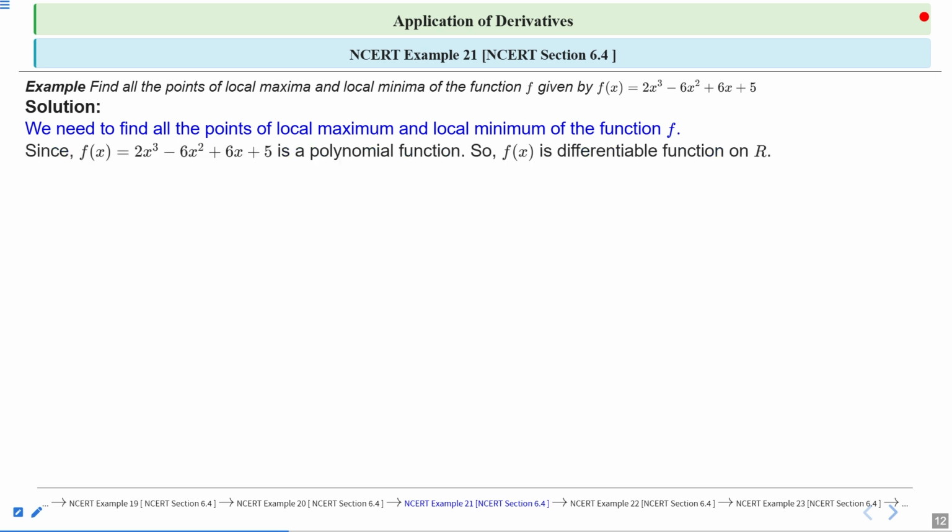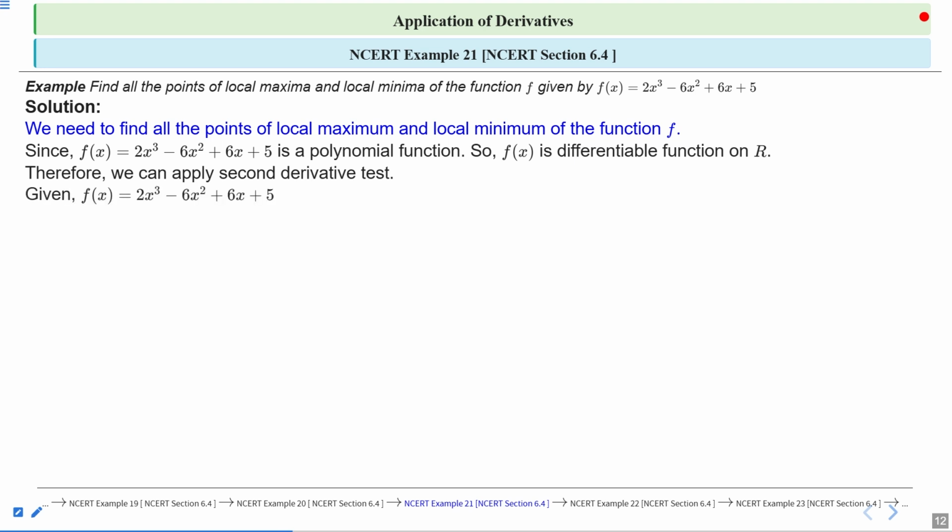Since f(x) = 2x cube minus 6x square plus 6x plus 5 is a polynomial function, f(x) is a differentiable function on R, right? Therefore, we can apply the second derivative test.